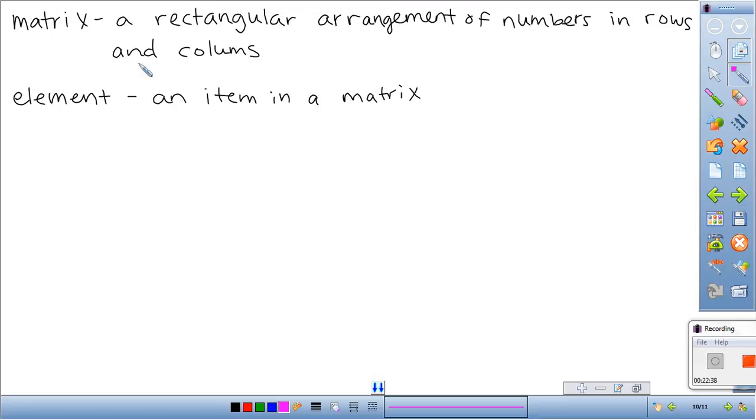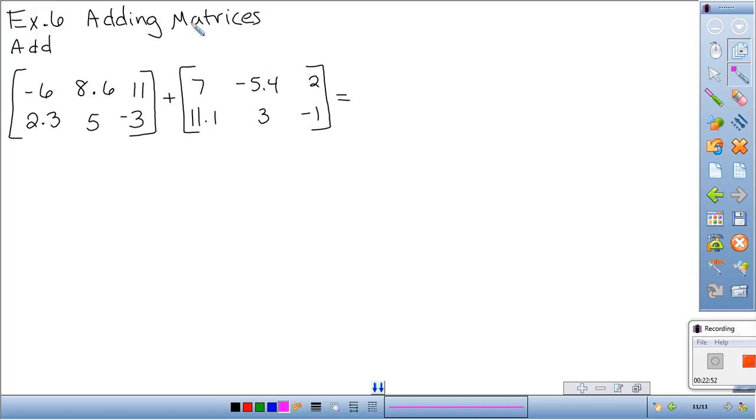Okay, before we get to our last example, I want to talk about 2 vocabulary words, matrix and element. A matrix is a rectangular arrangement of numbers in rows and columns. An element is an item in the matrix. So here we have 2 matrices, that's the plural by the way, matrices, and each one of these numbers is an element in our matrix. And we're going to add these 2 matrices. And I know it looks kind of complicated, but it's really very simple. Here's what we're going to do. We're just going to add the elements based on where they are.